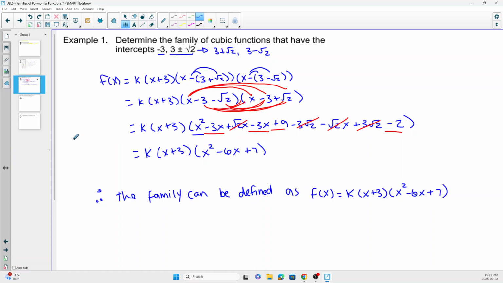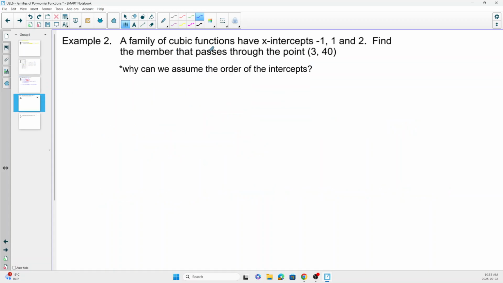Okay, one more example. So now a family of cubic functions has x-intercepts at -1, +1, and 2. Find the member of that family that passes through the point (3, 40). So remember, points are x, y. So first thing we're going to do is start out in our factored form. So we don't know what k is. We know we have a factor at -1, so that's x plus 1. We know we have a factor at +1, so that's x minus 1. We know we have a factor at +2, so that's x minus 2.